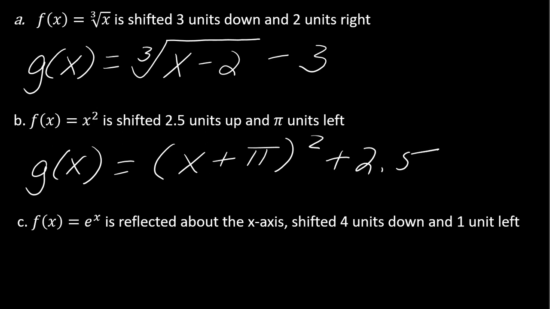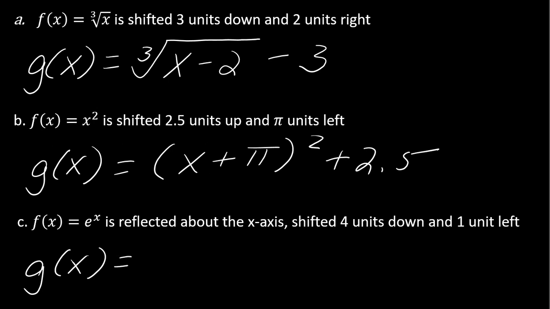Okay, and we've got one more here with C. Again, maybe pause, try to write something down, and then hit play when you think you've got it. All right, so now I've got e to the x reflected about the x-axis, so that means just write a reflection, shifted 4 units down and 1 unit left.